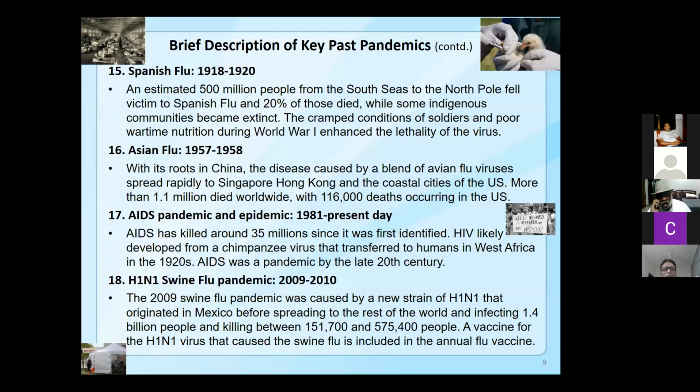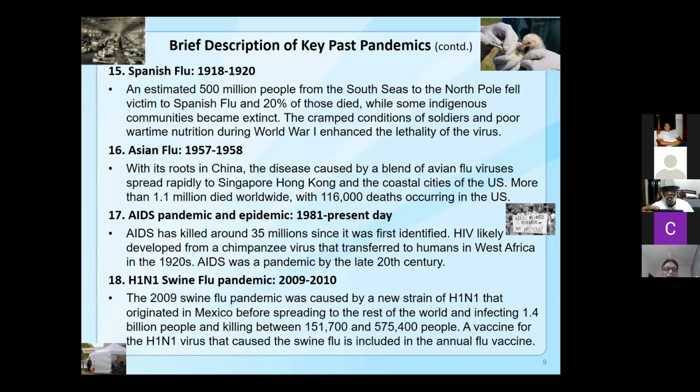The 17th major pandemic that the world has seen is still ongoing from 1981. It's the AIDS pandemic. AIDS has killed around 35 million since it was first identified. HIV likely developed from a chimpanzee virus that transferred to humans in West Africa in the 1920s. AIDS was a pandemic by the late 20th century.